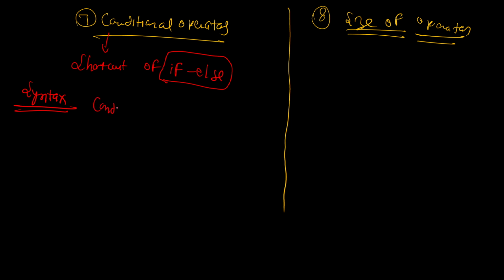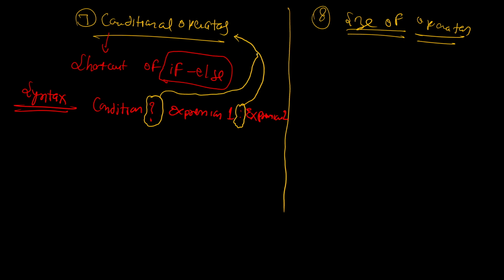So basically for the conditional operator, we have a condition, then expression 1, and then expression 2. Here you are able to see a symbol basically. These symbols are called conditional operators. So let's see one example here.